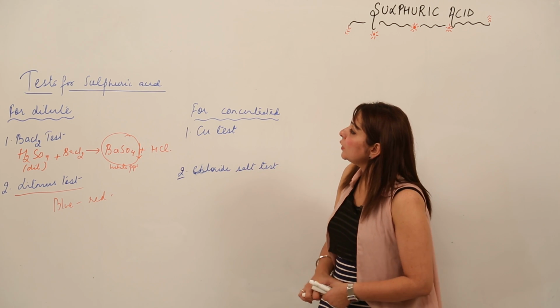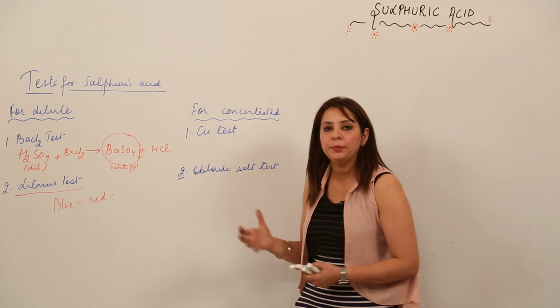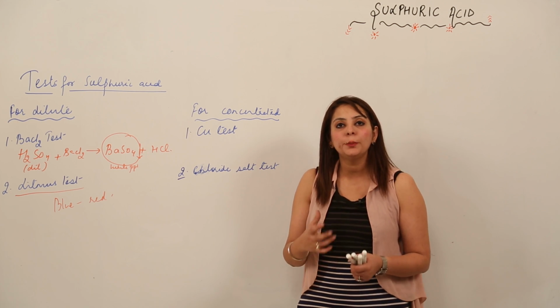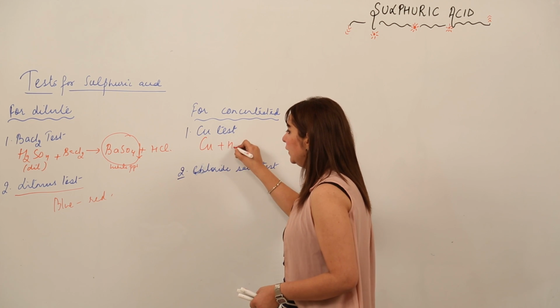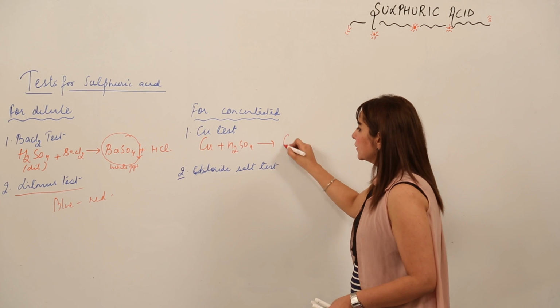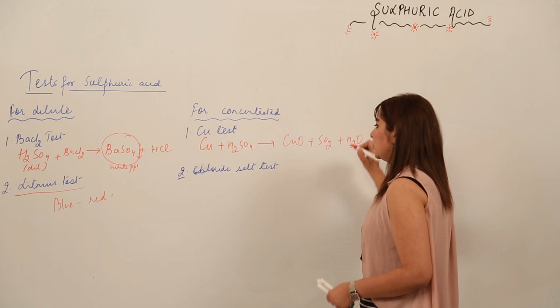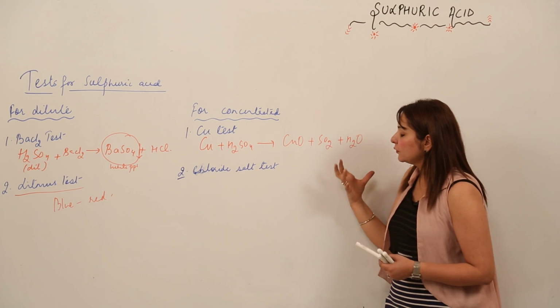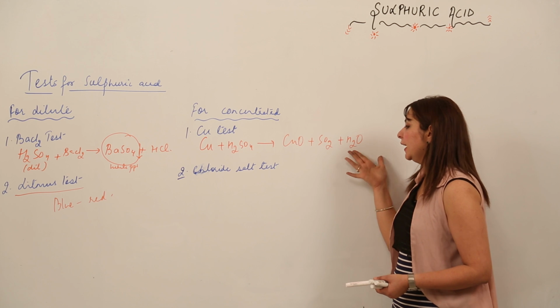Now, in order to identify concentrated sulfuric acid, we carry out the copper test, right. We react it with copper metal. So what happens when we react it with copper metal? What do we get? We get copper oxide, we get SO2 and we get H2O. As I've told you, the products are copper oxide, sulfur dioxide and H2O.